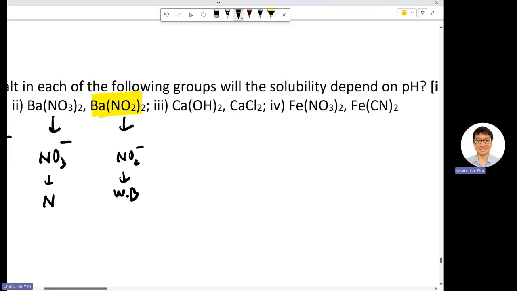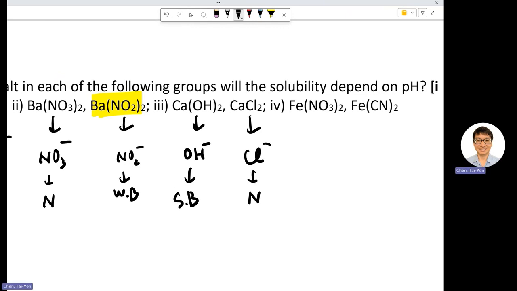Okay, so go back to this. This will give you the OH minus. This will give you Cl minus. Cl minus will be neutral. OH minus is a strong base, right? Therefore, if you add in H plus, then the solubility of this one will increase.